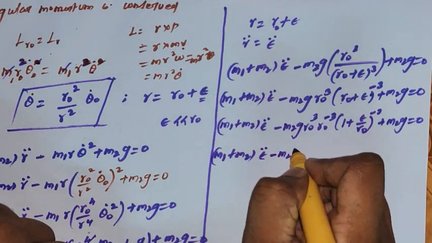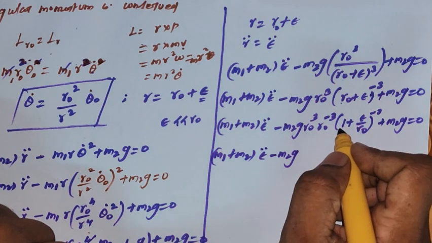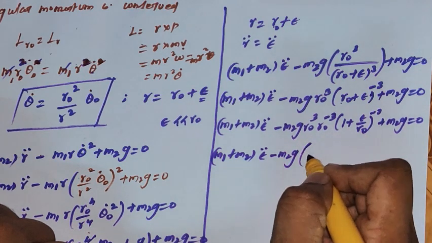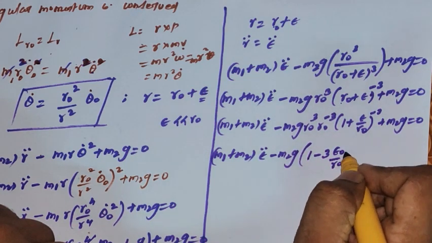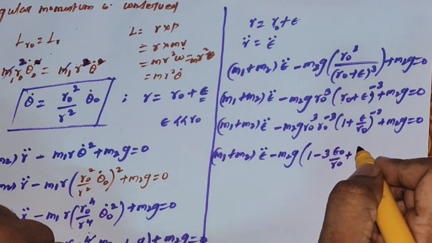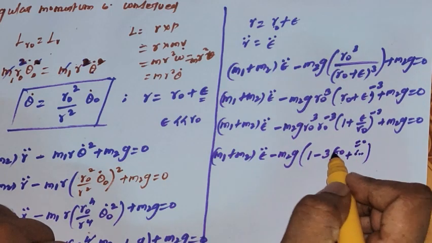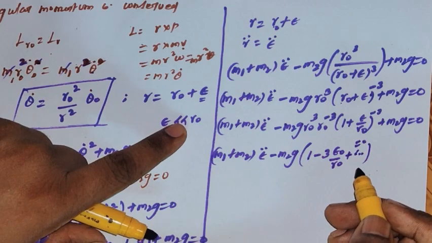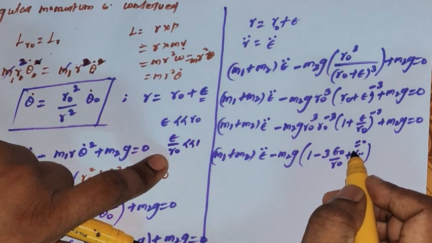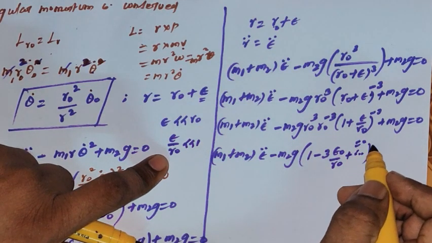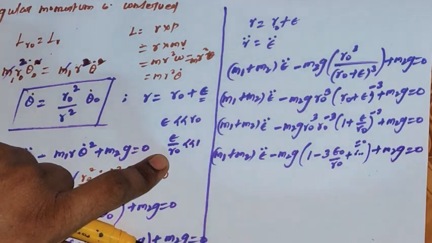So minus m2g. If we take the binomial expansion for this term, 1 plus epsilon by r naught whole power minus 3, it gives 1 minus 3 epsilon divided by r naught. There are some other terms also, but those quantities we can approximately take as 0, because we already assumed epsilon is much less than r, hence epsilon divided by r naught is much less than 1. So you neglect the square term, cubic term, everything. You can keep up to the first two terms.